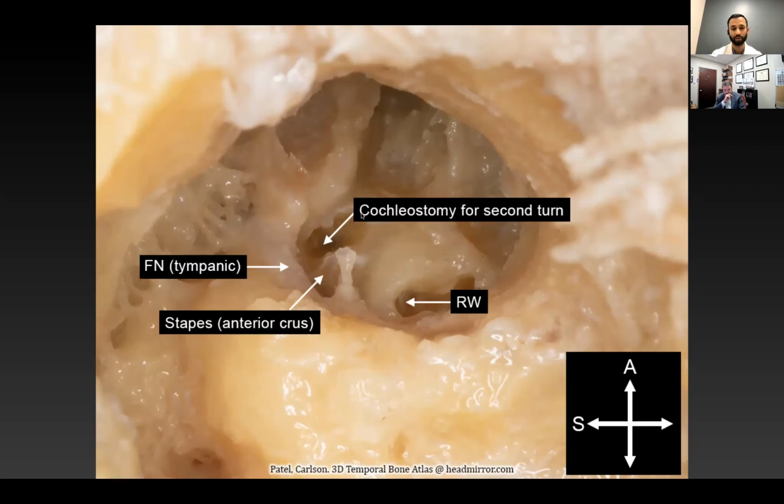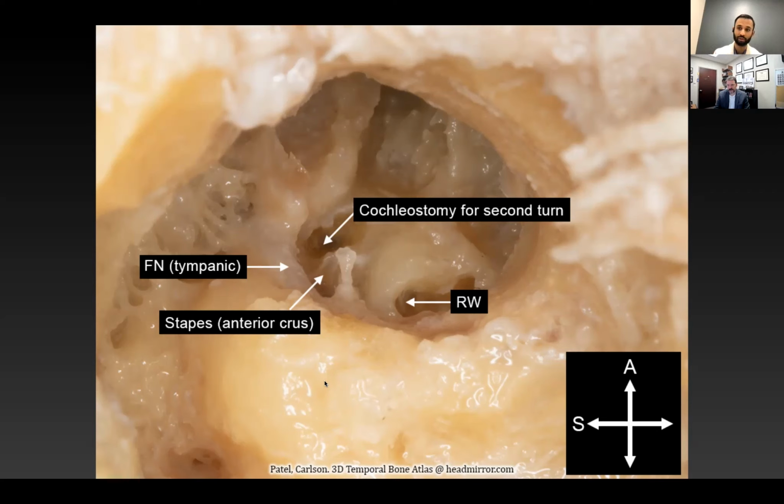And so the second turn of the cochlea can be accessed just inferior to the facial nerve, essentially in front of the oval window, a little bit inferior. This is only to be used really in a case where the basal turn is completely inaccessible. So in theory, if I were to do this on somebody, it would be that I've already drilled out the extent of the basal turn, both scala tympani and vestibuli, and have not been able to place an electrode through there, and then you would go to the second turn. But it's relatively less commonly used.